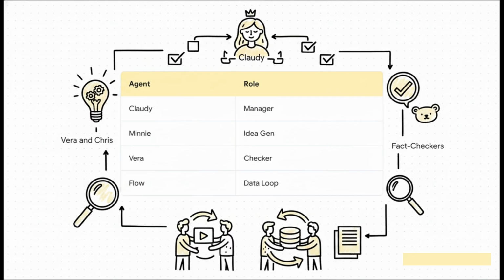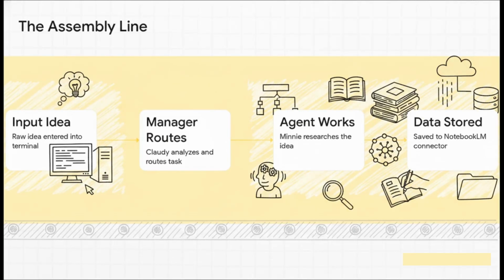Then you've got Vera and Chris, the fact-checkers. They verify data and even throw in a bear case, like an opposing viewpoint, so the creator doesn't get stuck in an echo chamber. And finally, Flo and Indy. They're the knowledge loopers. When a YouTube video is finished, they literally read the transcript and automatically update the system's database, so the AI always knows what's already been published. Incredible, right? So let's look at how these agents actually pass the baton in real time.